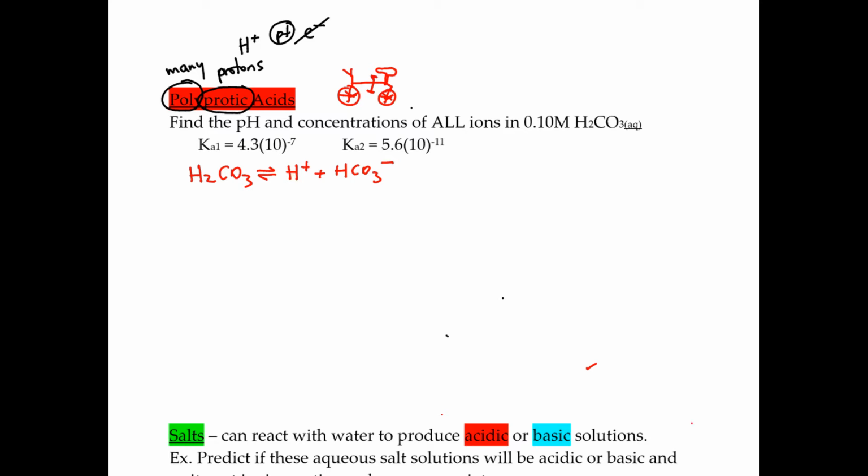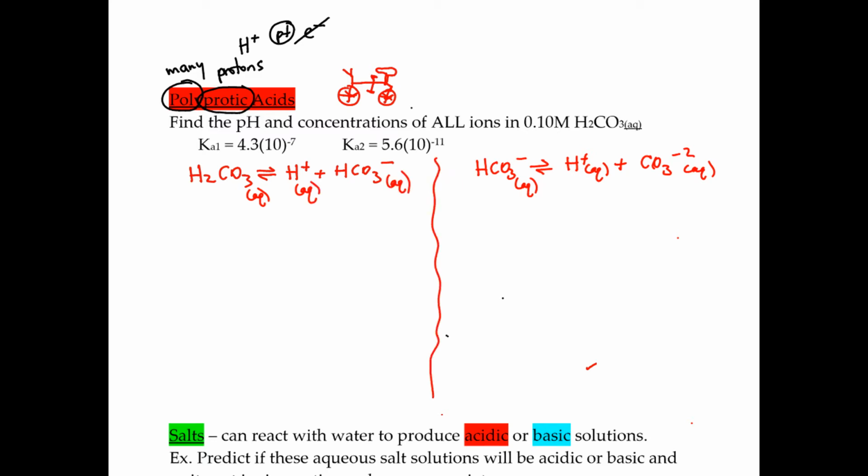So I'll just write both equilibria so you could see it. The second H coming off is going to come off of the bicarbonate ion, and then you're going to be left with carbonate by itself. So once again, you take off the first H of all of them, then you're going to take the second H off of all of them.